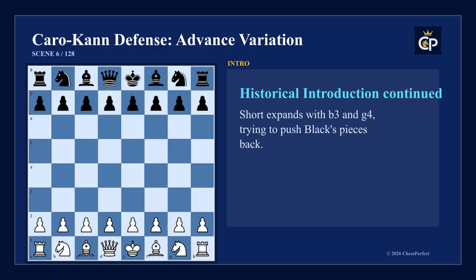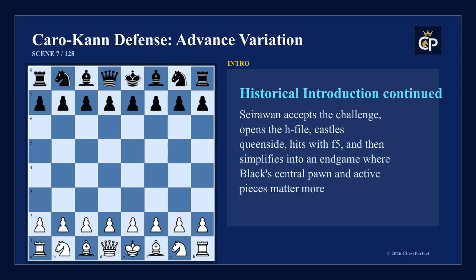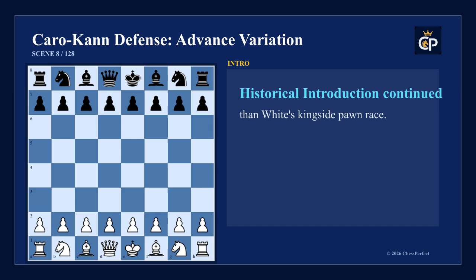Short expands with b3 and g4, trying to push Black's pieces back. Seirawan accepts the challenge, opens the h-file, castles queenside, hits with f5, and then simplifies into an endgame where Black's central pawn and active pieces matter more than White's kingside pawn race.